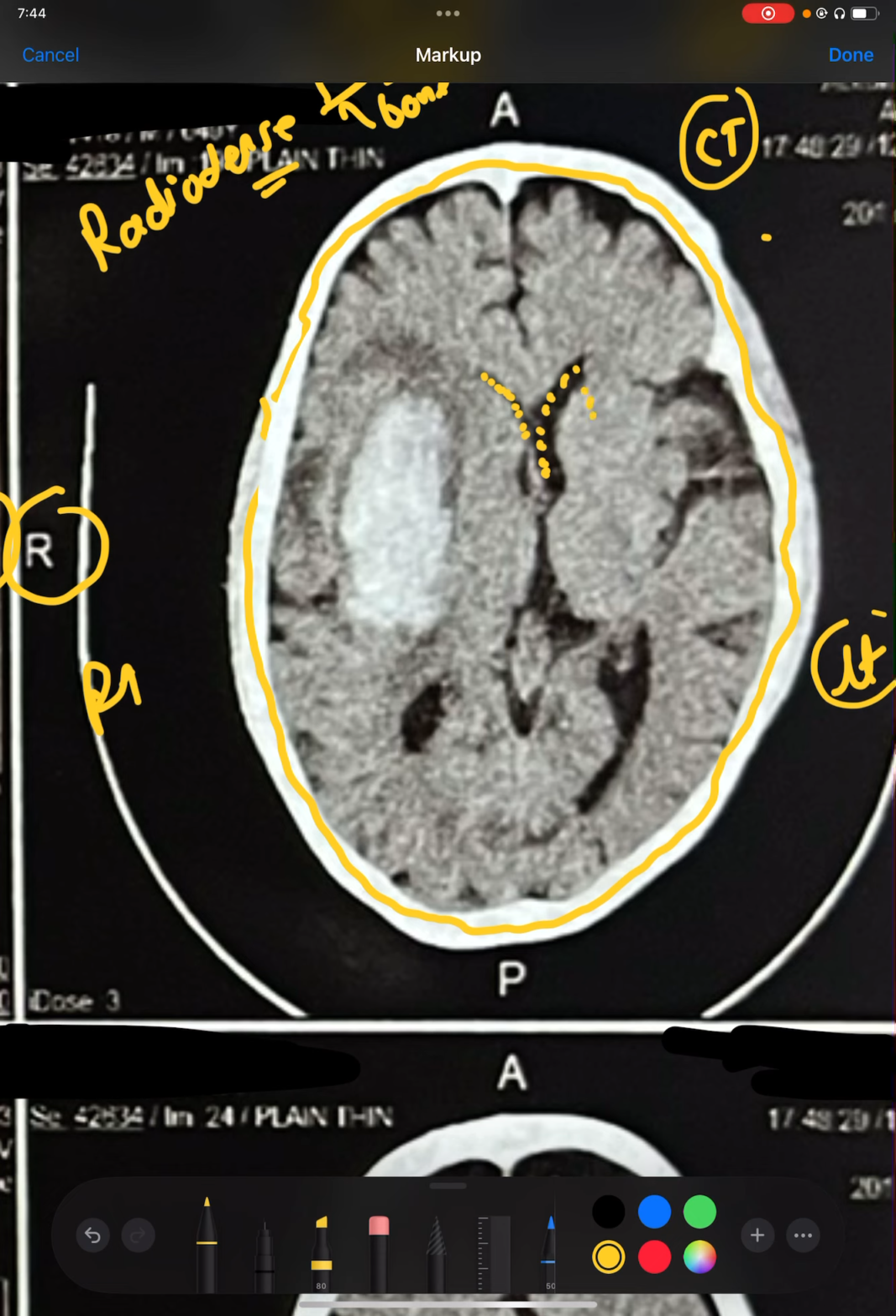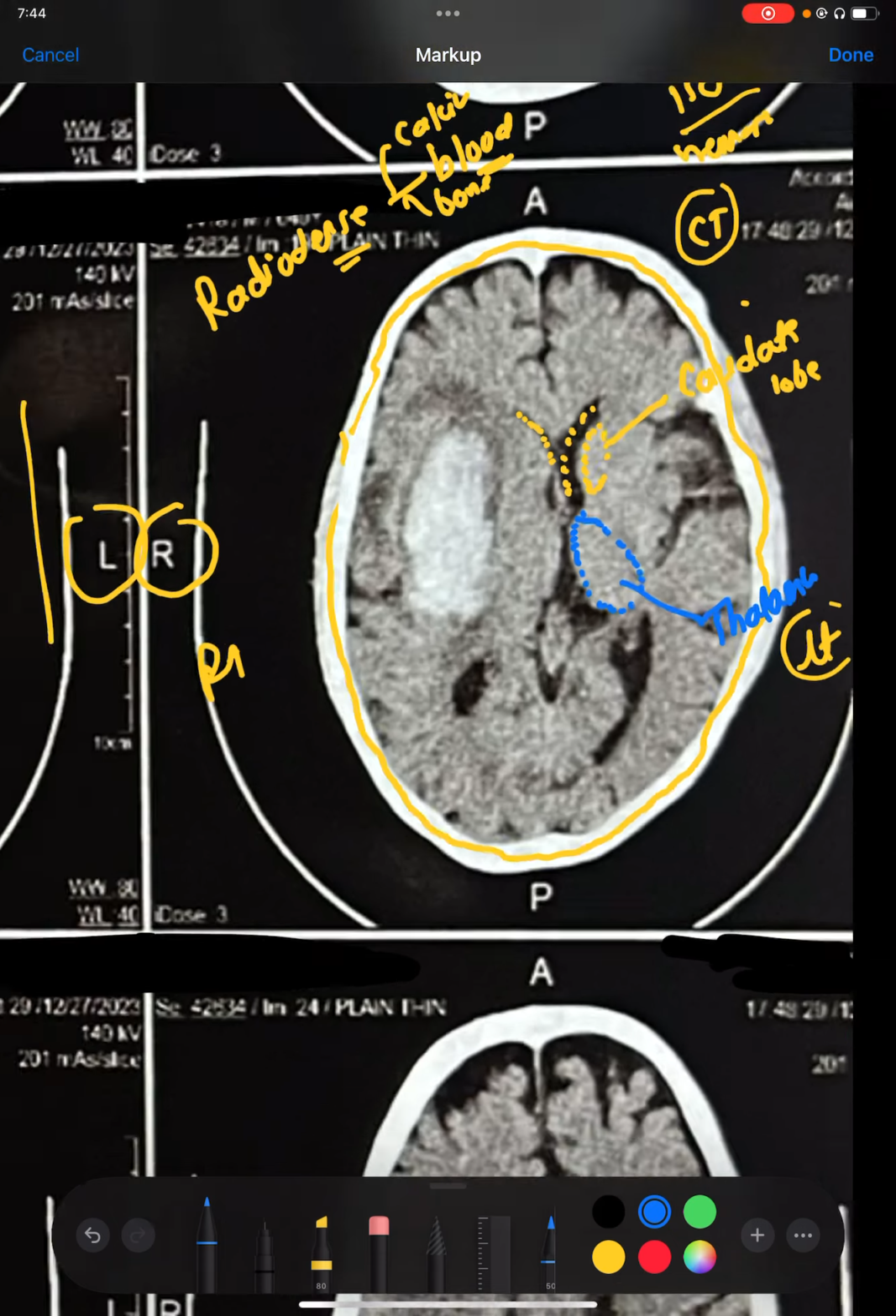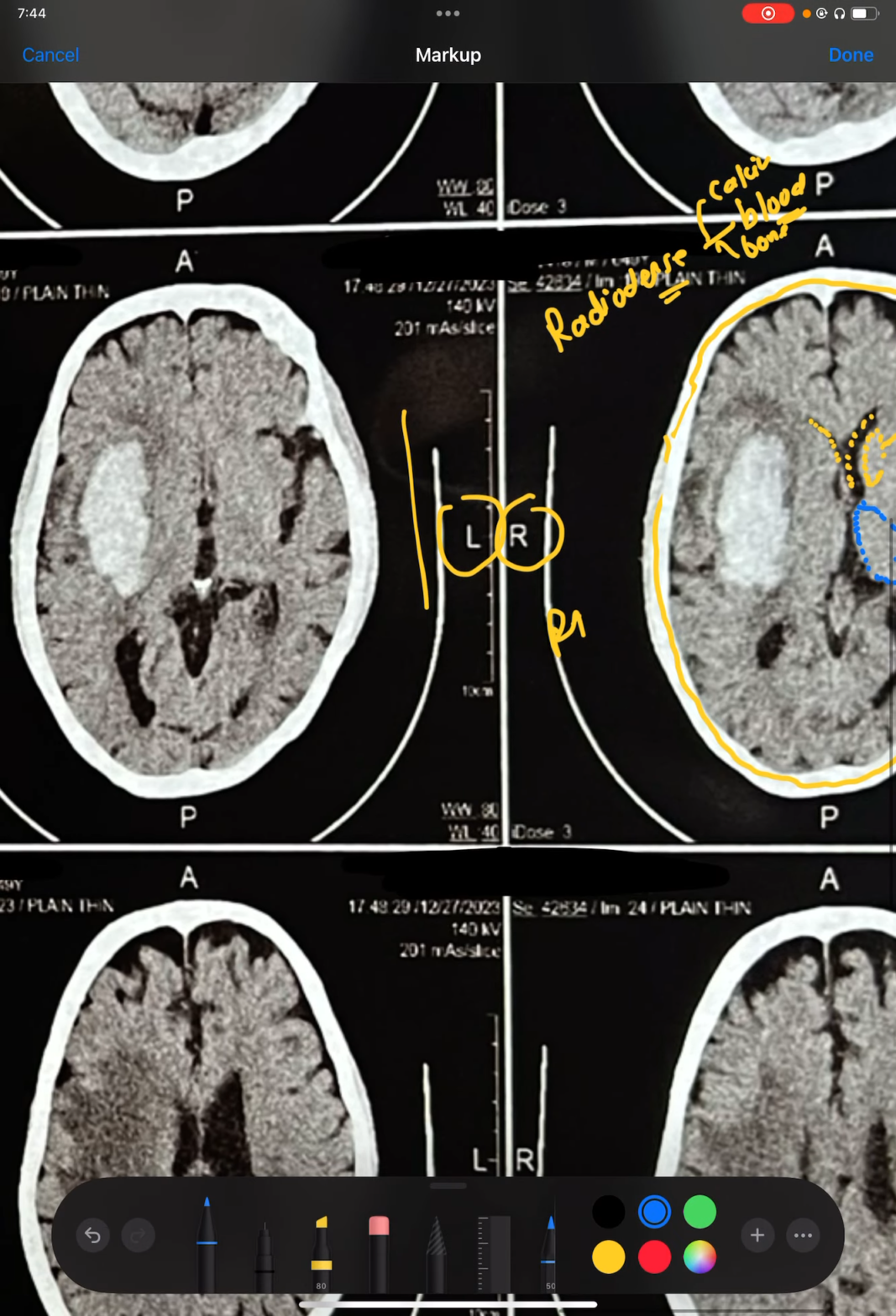This area is the caudate lobe. This is the area of the caudate lobe, which is a part of the basal ganglia, of course. This part which we can see is the thalamus. Here it is compressed. This is the thalamus, which is supplied by the posterior circulation.